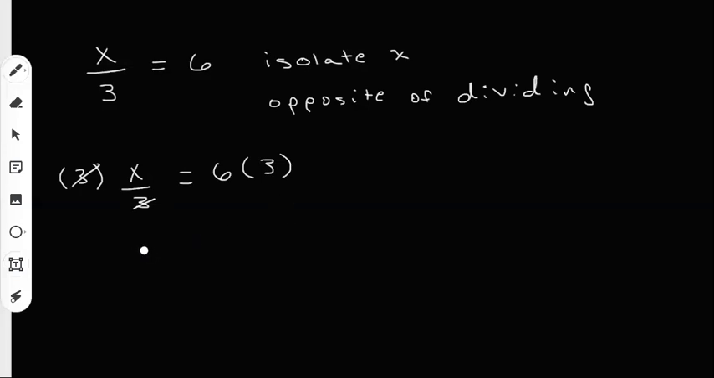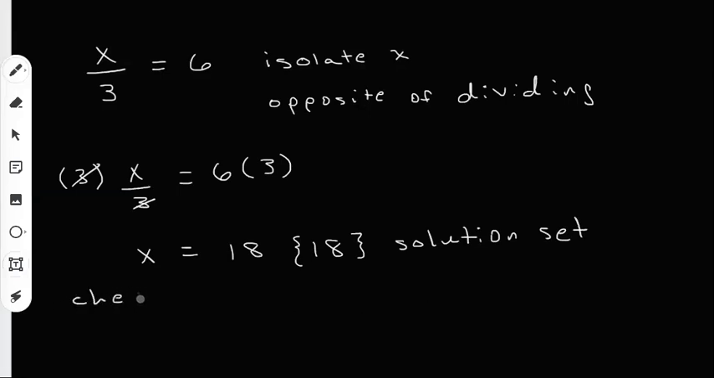I bring down my x and the equal sign. And then the last thing I do is everything on the right side to simplify the expression. I have 6 times 3, that's going to give me 18, and that's going to be my solution. So now that I've made my solution set, I want to check every solution that's inside the solution set, which means I'm only going to be checking 18.